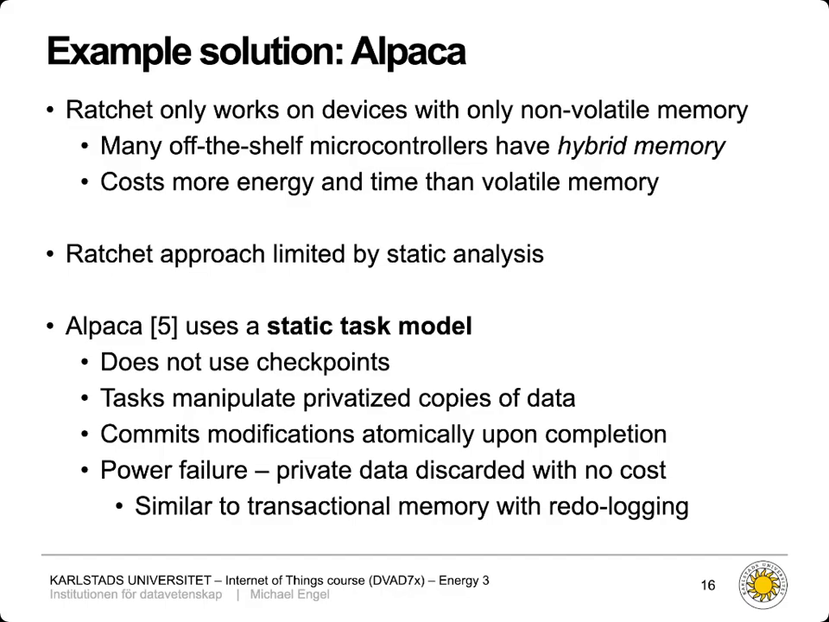So one critique of Ratchet was that it only works on devices that only have non-volatile memory, but many off-the-shelf microcontrollers, as we've seen with the MSP430, have what we call hybrid memory. So we have an amount of non-volatile memory and also a bit of volatile memory. The TI microcontroller, the MSP430, had 256 kilobytes of non-volatile memory and 8 kilobytes of SRAM, so volatile memory.